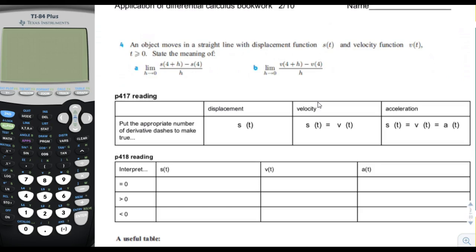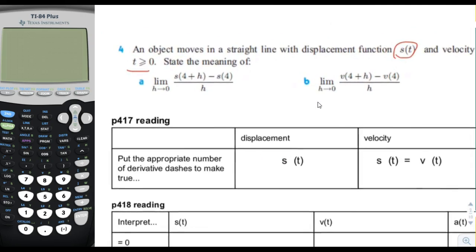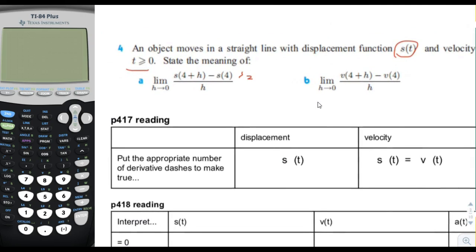It says an object moves in a straight line with displacement function s of t and velocity function v of t, where t is greater than or equal to 0. State the meaning of these two limits. Basically this is the first displacement minus the second displacement divided by the two times for each displacement. The second displacement is at time 4 plus h, and the first displacement is at time 4, but they're making those basically equal.